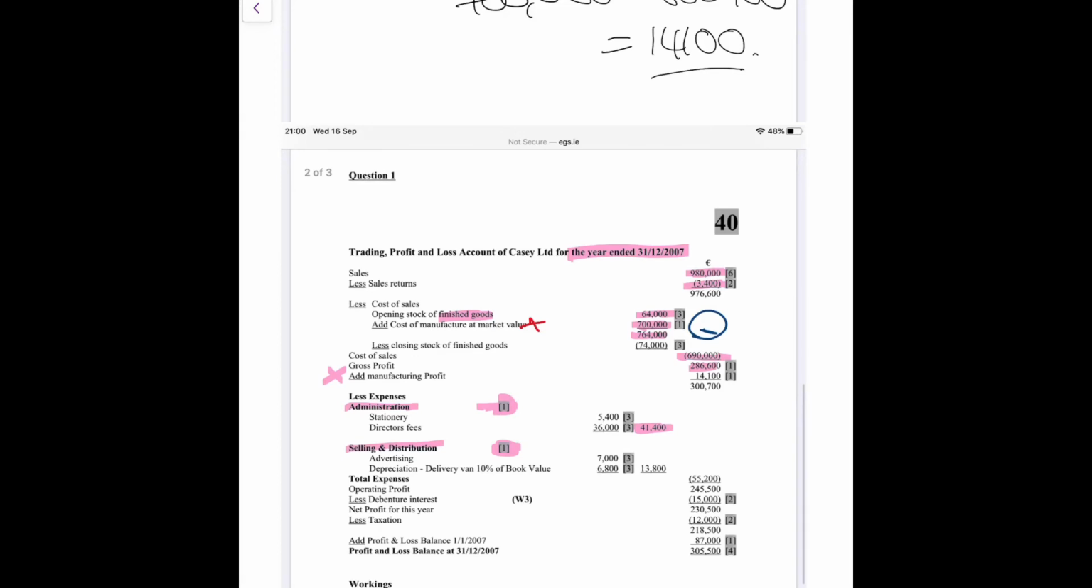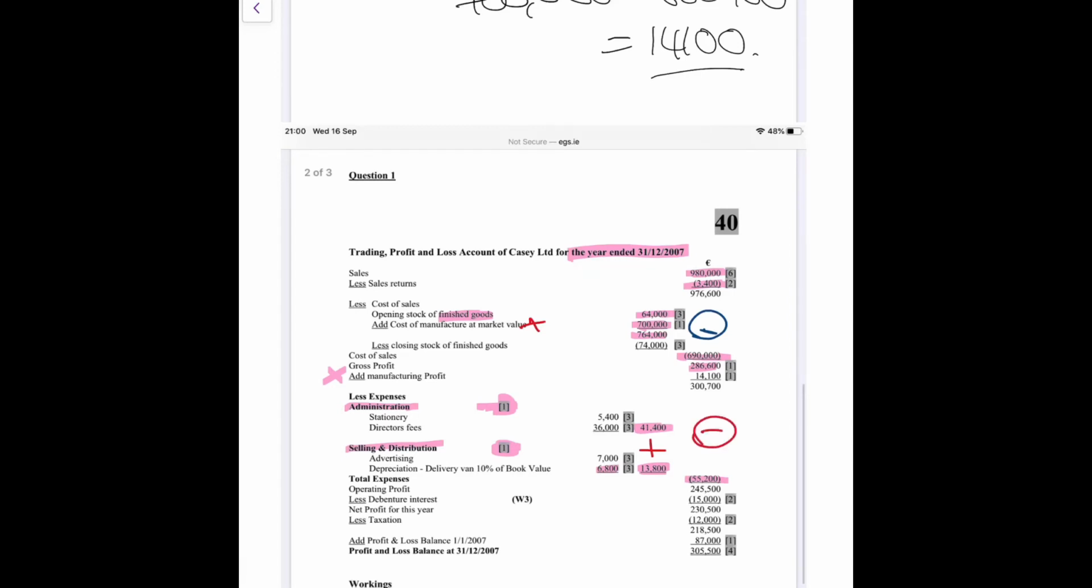Your selling and distribution, then you've got advertising, which I flagged when we were going through the trial balance. That's €7,000, and you've got depreciation of delivery vans, which we did in the workings, of €6,800. So that brings your total of selling and distribution to 13,800. Then you need to add that to the 41,400 there, and that's bringing your total expenses to €55,200.